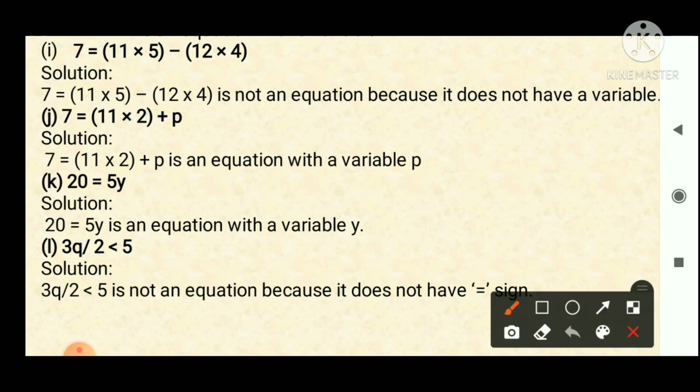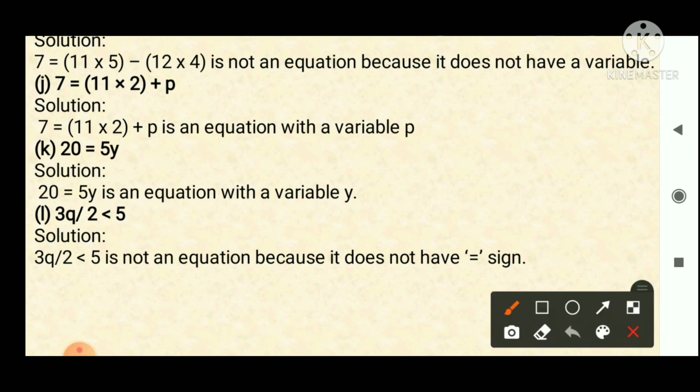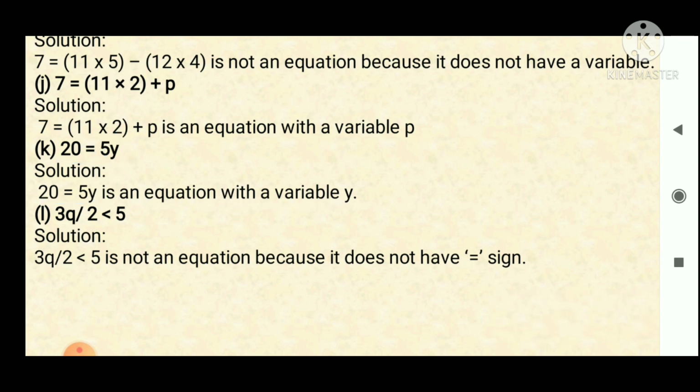Next, 7 is equal to, in bracket, 11 multiplied by 2 plus p. Here an equal sign and a variable are used. So 7 is equal to 11 multiplied by 2 plus p is an equation with a variable p. Next, 20 is equal to 5y. Here also an equal sign and a variable are used. So 20 is equal to 5y is an equation with a variable y.